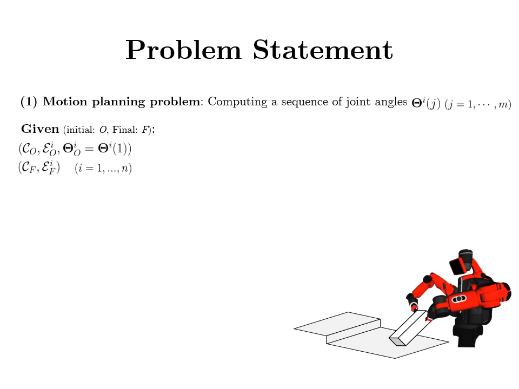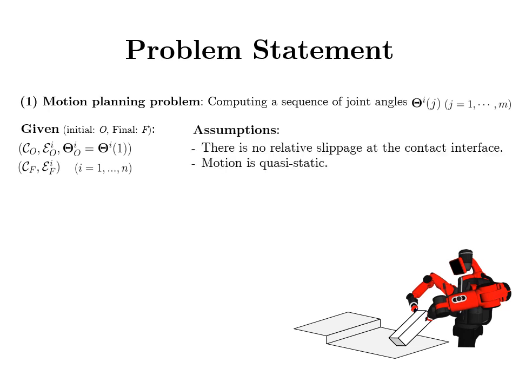Note that the point contact acts like a spherical joint and a line contact acts like a revolute joint. We assume that there is no relative slippage at the contact interfaces. The motion is quasi-static and the object always remains in the manipulator's workspace.